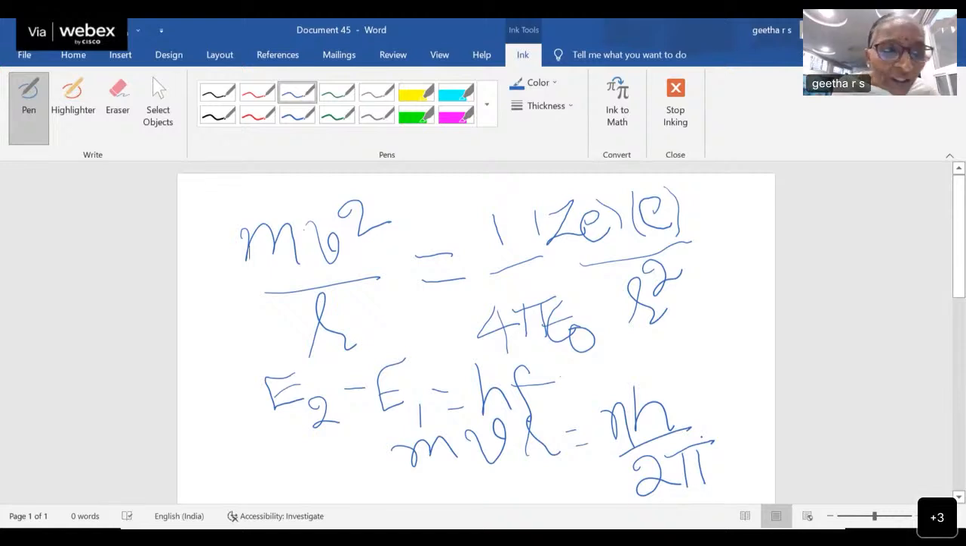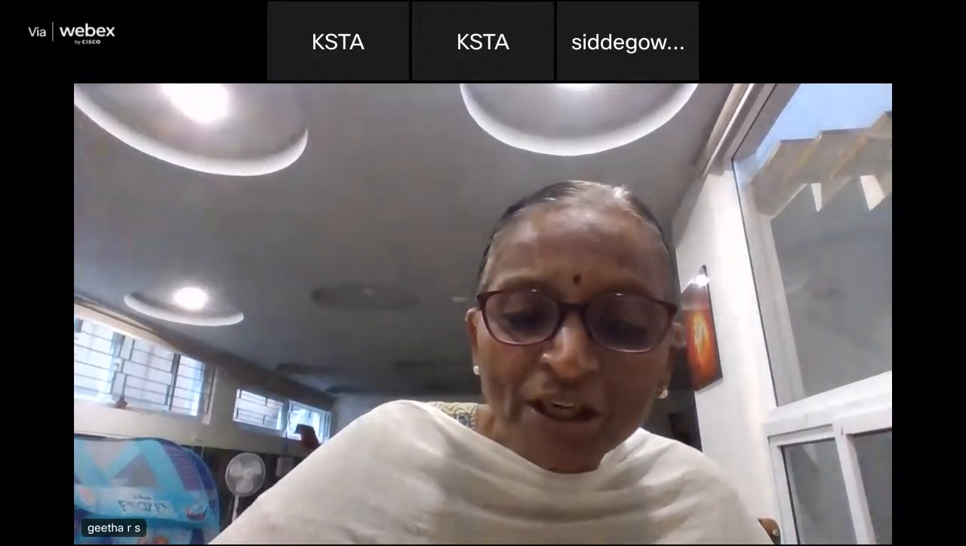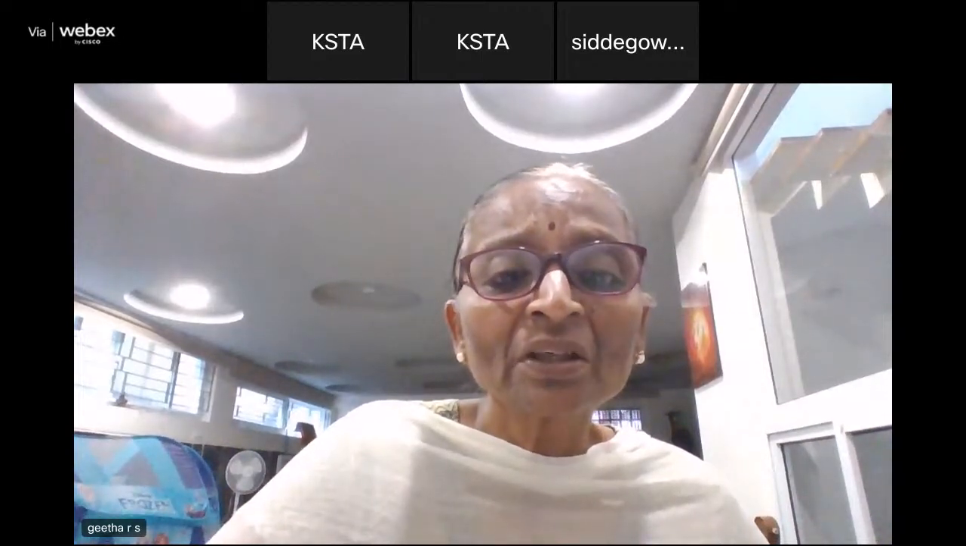See, I won't try to do the derivation. Derivations are straightforward. What you can do is simplify this, and from mvr, you can substitute for nh divided by 2 pi, and get an expression for the radius of the orbit. So these things now you can do. See, this is the basic equation. So he started, you can see that this is a semi-classical presentation. Now I will stop sharing this. Again, I will share the PowerPoint.